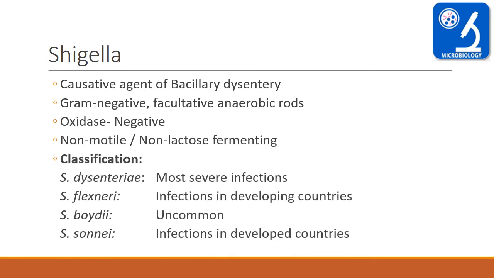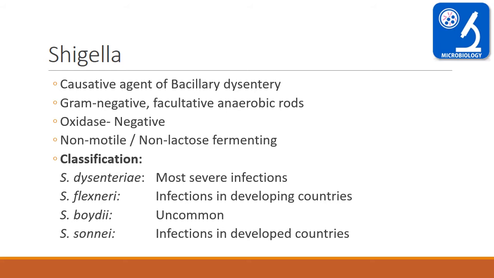Here is the classification of the Shigella. Based on somatic or polysaccharide antigen, Shigella species are divided into four groups. The first one is Shigella dysenteriae. Shigella dysenteriae can cause the most severe infections.